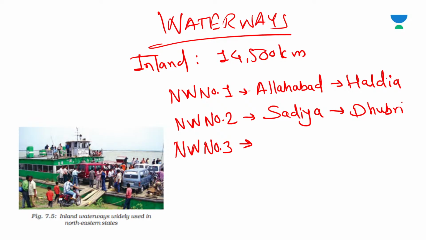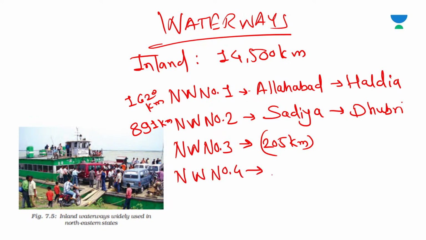205 kilometers. So, National Waterway number 1, which is around 1,620 kilometers. Then, second one, which is around 891 kilometers. And National Waterway number 3, which is around 205 kilometers. Now, specified stretches of Godavari and Krishna rivers, along with Kakinada Puducherry stretch of canals, which is around 1078 kilometers.